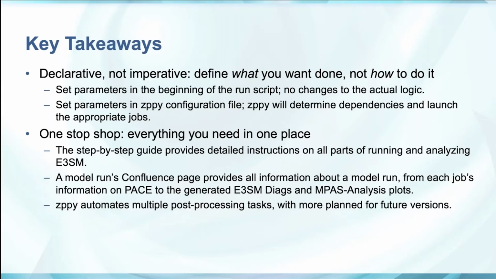The other key takeaway is one-stop shop, everything you need in one place. So you've probably noticed that theme throughout the slides, which is just everything in one place for easy access. So the step-by-step guide provides detailed instructions on everything from first configuring the model to running it, to archiving it, to post-processing it. A model run's Confluence page should have all the information about that run, from job information on pace to the generated plots.